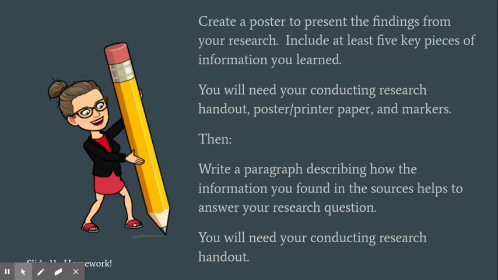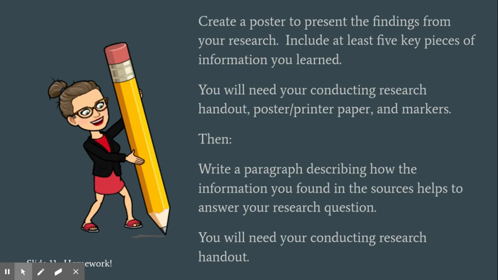And now, dun dun dun, homework. You actually have 2 items for homework. First, you're going to create a poster to present the findings from your research. You'll need to include at least 5 key pieces of information that you learned. For this, you will need your conducting research handout, poster, or printer paper.